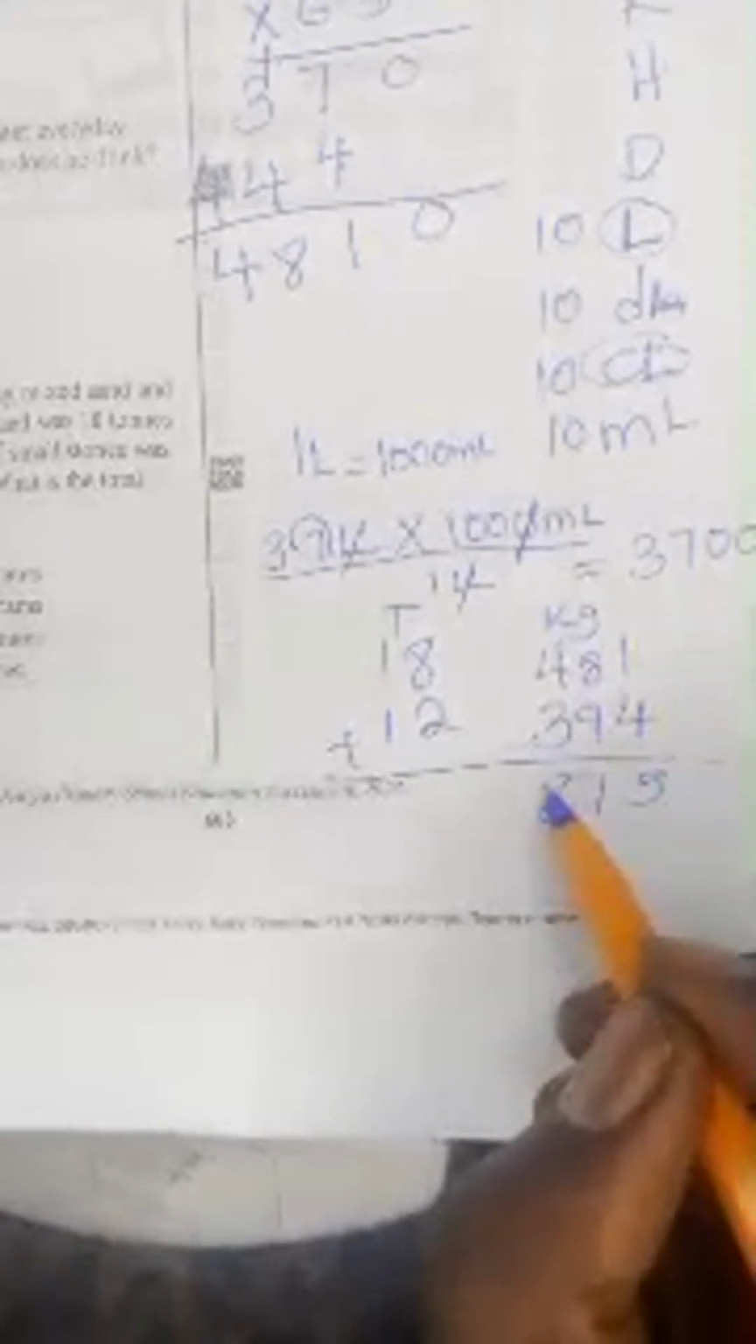So let us add. Here we will have 5. 9 plus 8, 17, 7 you carry 1. 4 plus 3 plus 1, that is 8. Then 8 plus 2, 10, 0 you carry 1. Then we have here 3. So this is 3875.